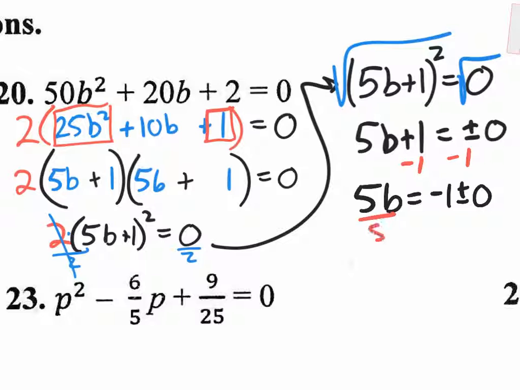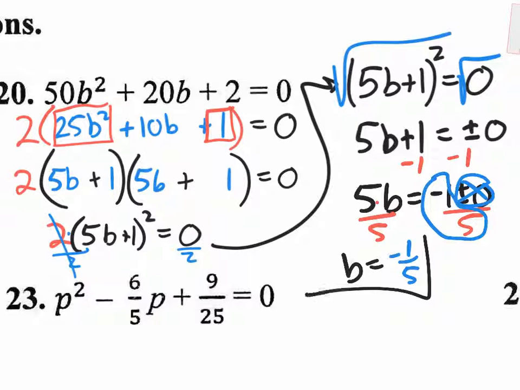And then you're going to divide by 5, divide by 5. So your b value is, what's your answer? Negative 1/5. Since adding or subtracting 0 doesn't make a difference, you can just scratch it out, and here's your answer, negative 1/5.